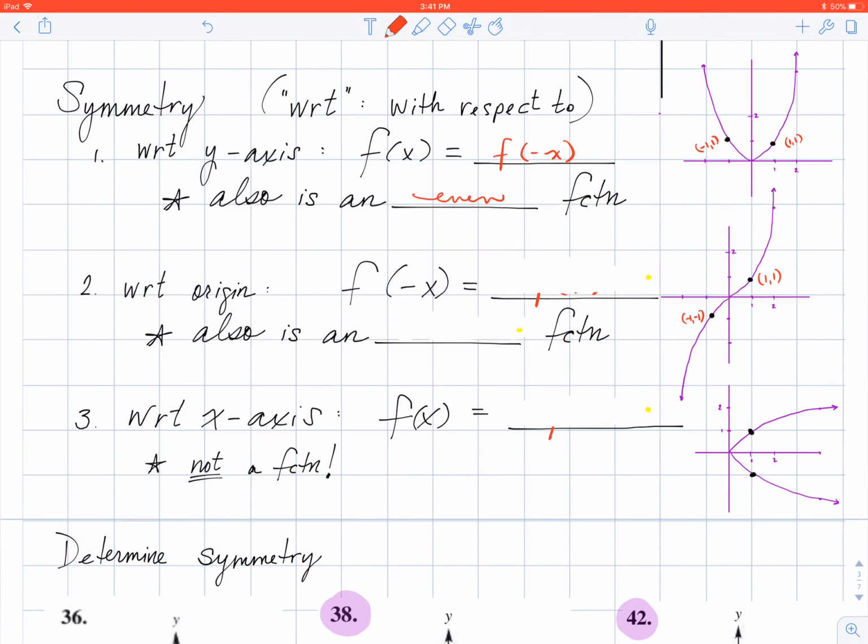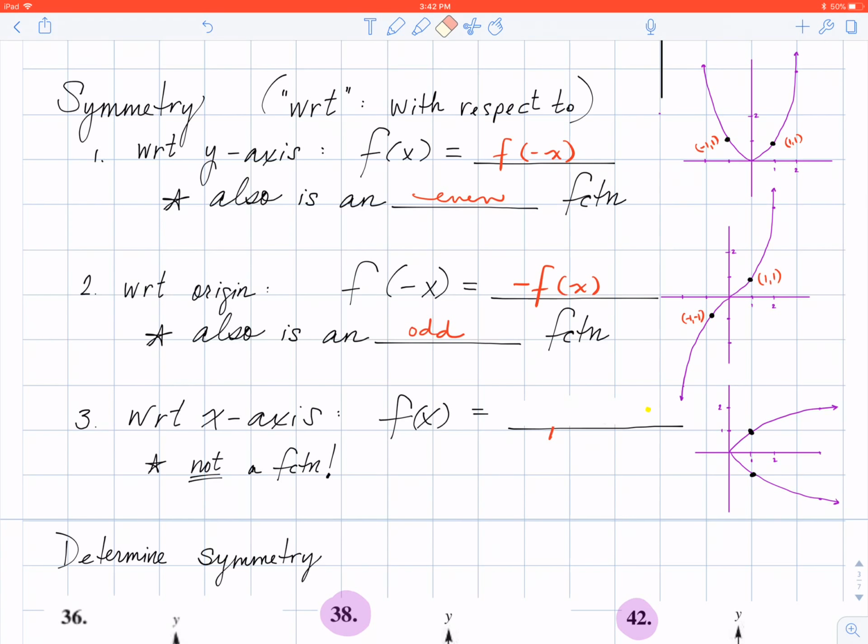F of negative x is going to be the same thing as negative f of x. Notice that the x's are opposite and the y's are opposite as well. This is called an odd function. The way that I have students remember this: odd starts with O, origin starts with O. So anytime it's odd, it has symmetry with respect to the origin and vice versa.